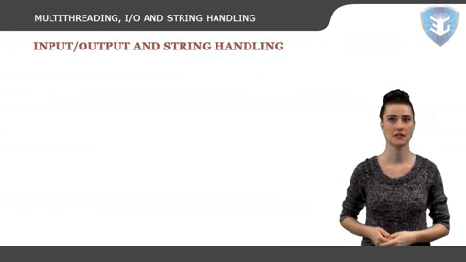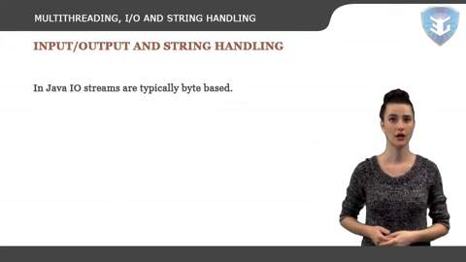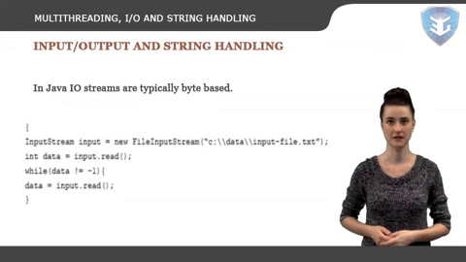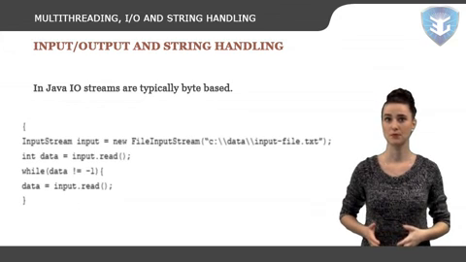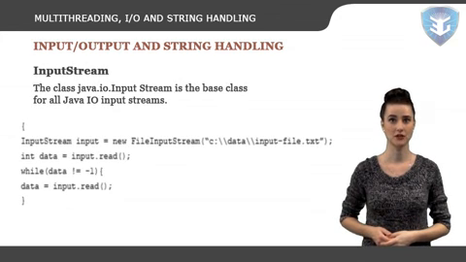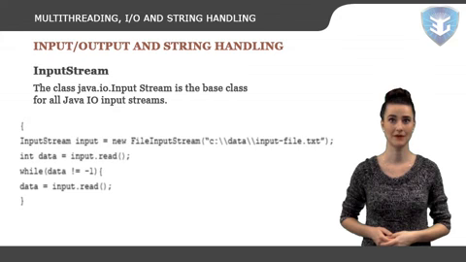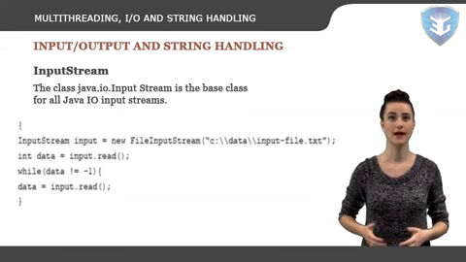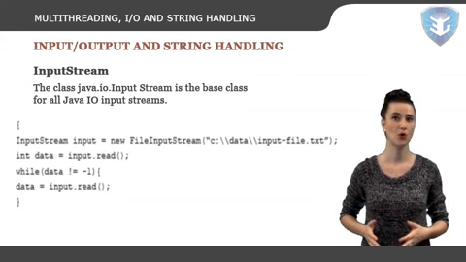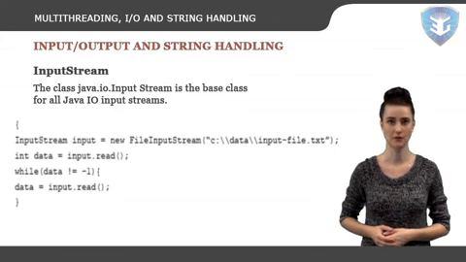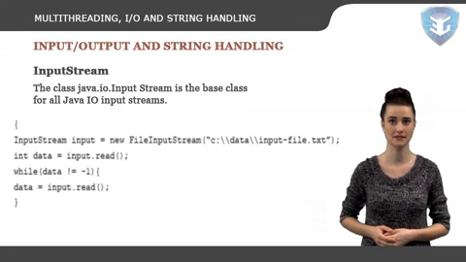Here we will discuss input, output, and string handling. In Java I/O, streams are typically byte-based. This means that one can either read bytes from or write bytes to a stream. Input stream: the class java.io.InputStream is the base class for all Java I/O input streams. If writing a component that needs to read input from a stream, try to make the component depend on an InputStream rather than any of its subclasses.